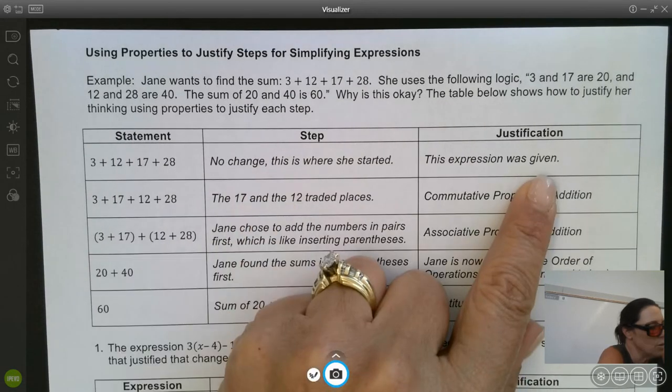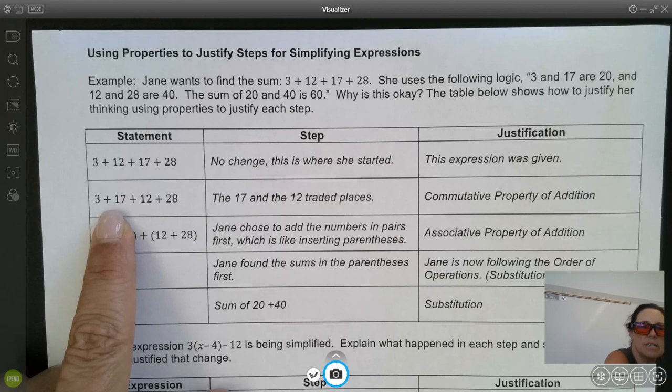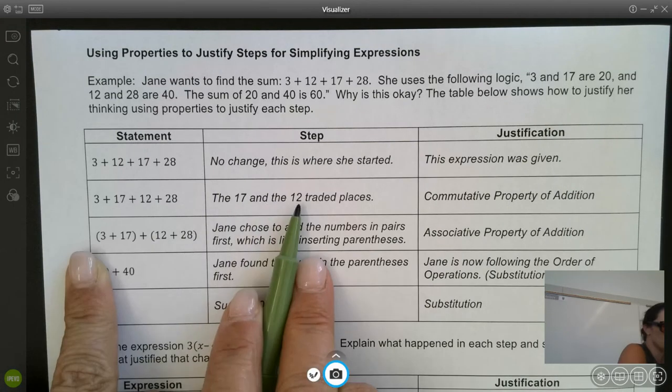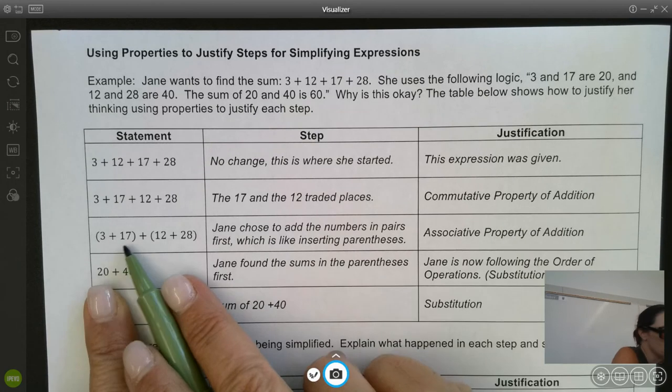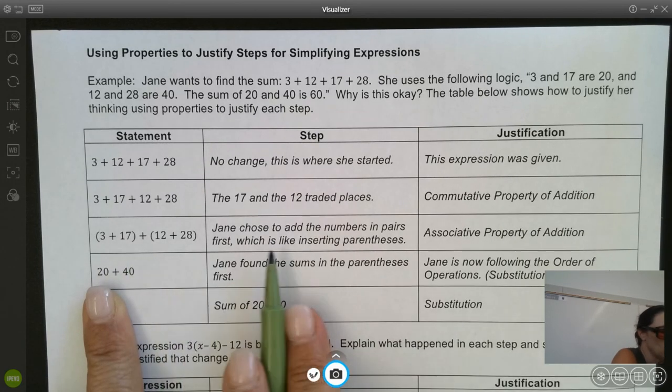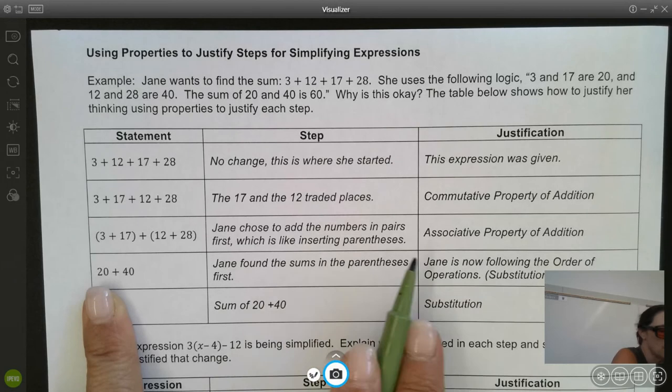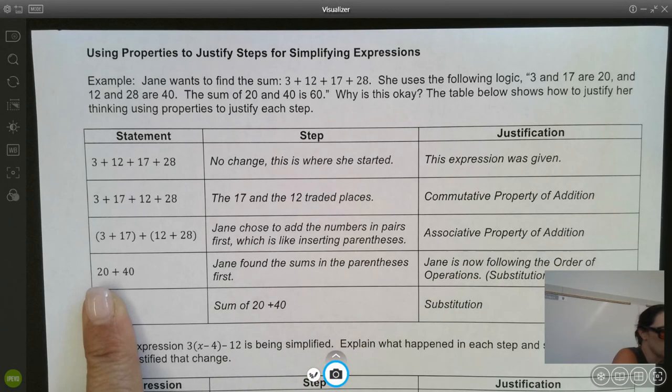Okay, then she talks about 3 and 17, pairing them up. So she's going to take the 12 and the 17 off the paper, flip them around and land them. The 17 and 12 traded places. That's called the commutative property of addition. Then we're going to group together the 3 and the 17, and 12 and 28. We're adding the numbers in pairs. That's the associative property of addition.